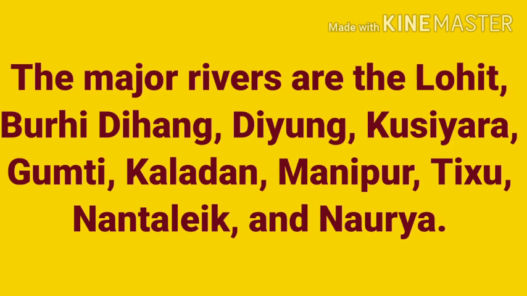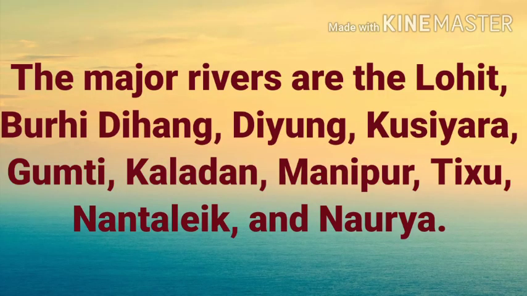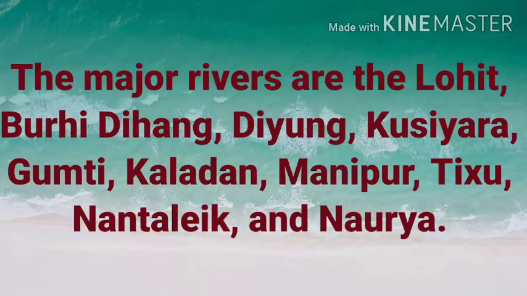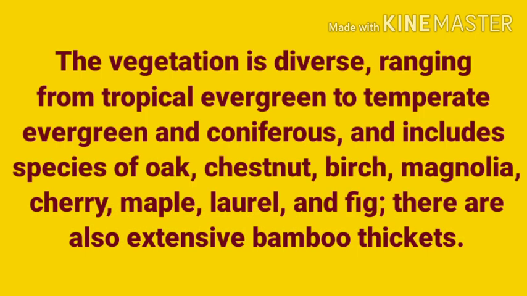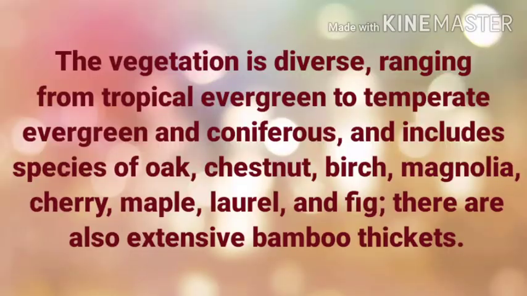The major rivers are the Lohit, Burahi, Dihang, Kushiara, Gumti, Kaldan, Manipur, Tiksu, and Nuria. The vegetation is diverse, ranging from tropical evergreen to temperate evergreen and coniferous. Purvachal Hills are convex to the west. They run along the India-Myanmar border, extending from Arunachal Pradesh in the north to Mizoram in the south.